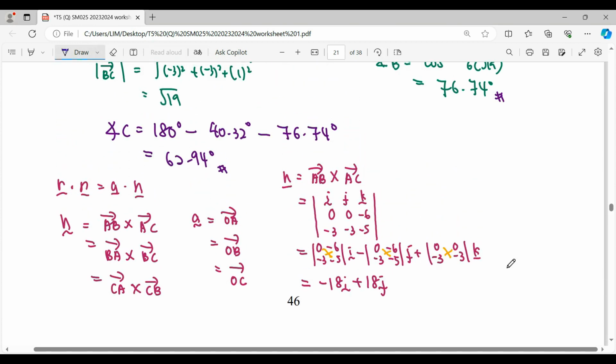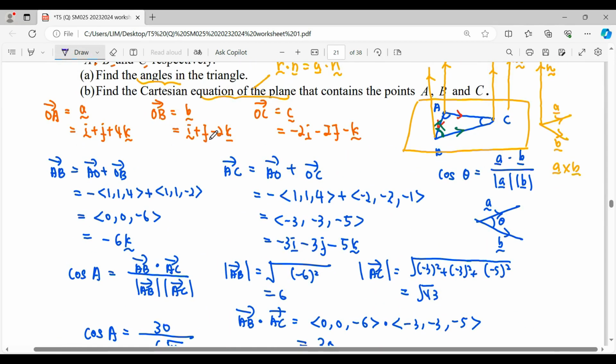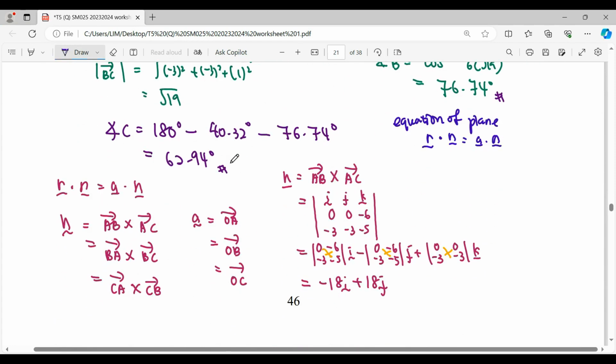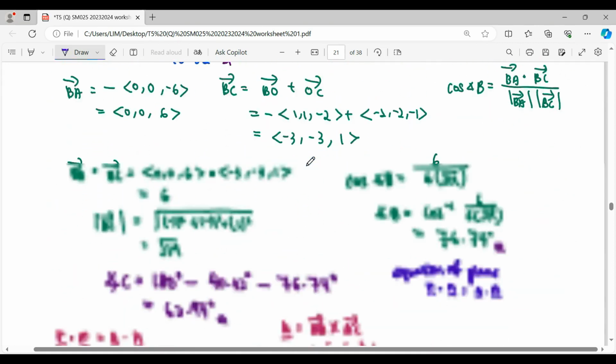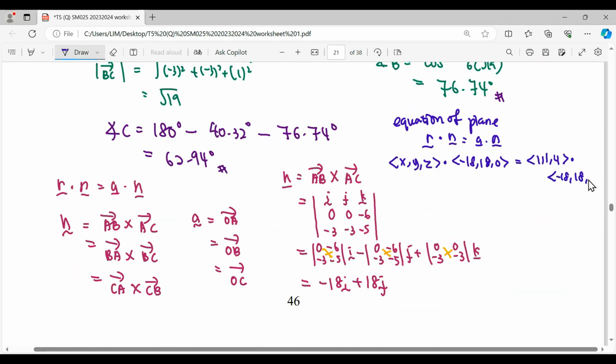Lastly, we put into the equation of a plane, r dot n equals a dot n. We put it straight into Cartesian form, as the question requires, so r is substituted as x, y, z. The normal vector is negative 18, 18, 0. For the position vector, we pick A, which is 1, 1, 4, dot with the normal, negative 18, 18, 0. So we have negative 18x plus 18y equals 0. Simplifying by dividing by negative 18, we get x minus y equals 0. So that's all for this question.